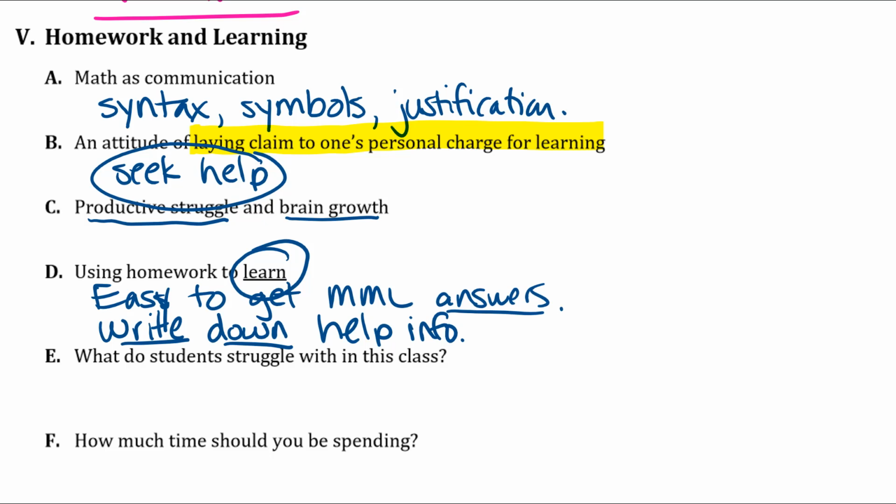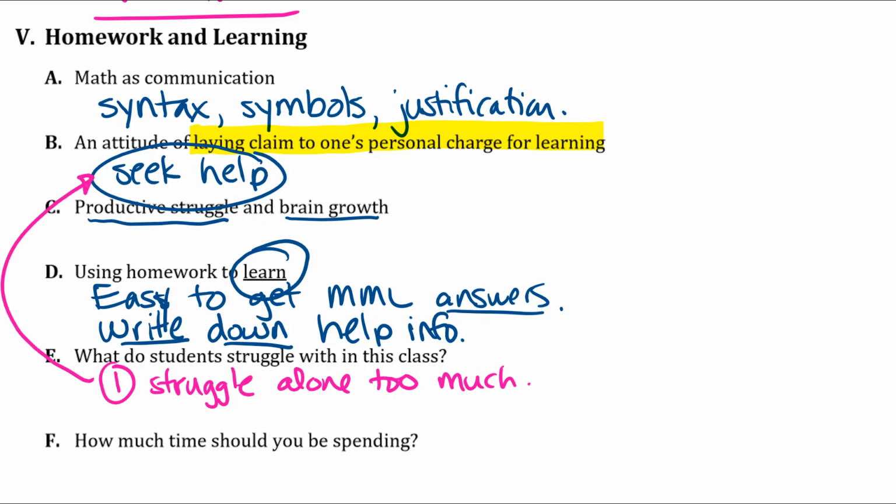All right, what do students struggle with in this class? There are two big things that students struggle with in this class. The first is students that struggle alone too long. So students that'll tell me, oh, I spent 4 hours on this homework assignment and I couldn't get this done. That's not productive struggle. So don't struggle alone too much. After you've tried something, if you're not getting it after a couple tries and you're actually trying to use the help features and you're still not getting it, come get help. Seek help. Don't let that struggle become unproductive.